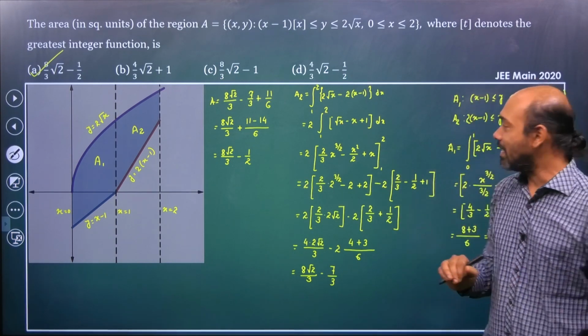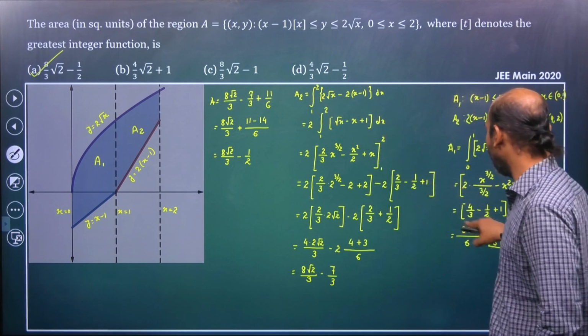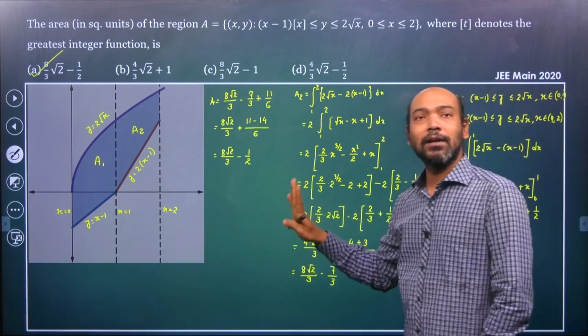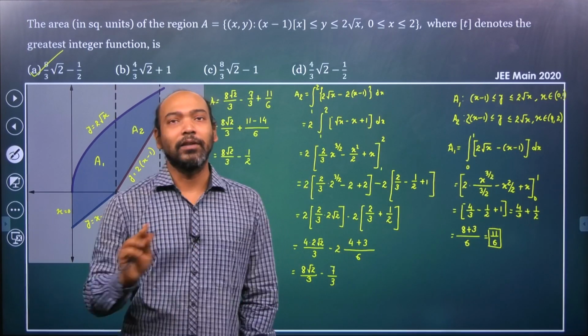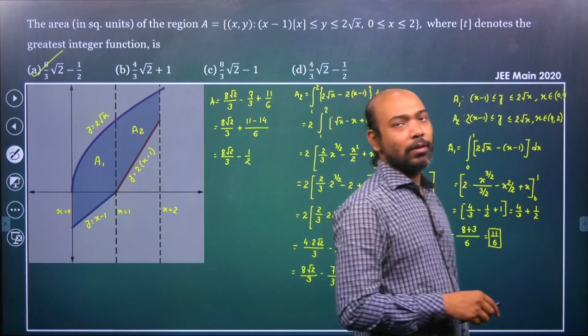That's it. Basically, we need to understand A1 and A2. The remaining part is a straightforward definite integration. Hope you understood the problem. Thank you.